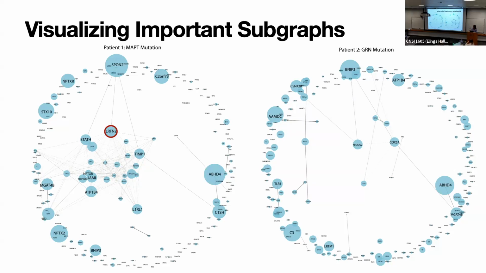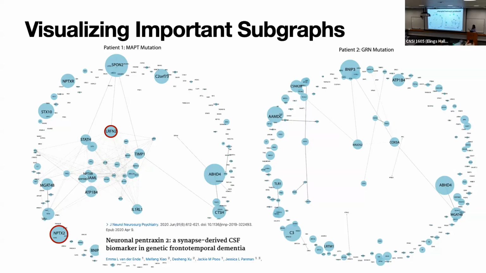I'm going to point out some cool ones we see. In the MAPT mutation, we see LRFN2 and MPTX2. I don't know all the names because I'm not a biologist, so I'll just read them. We know in MAPT that there's profound synaptic loss that drives neurodegeneration, and MPTX2 and LRFN2 are synaptic proteins that seem to be emerging as really important. There are studies that have found that neuronal pentraxin 2, MPTX2, is a really important biomarker in FTD. And that's just something that our network found. So it's really exciting to see that.